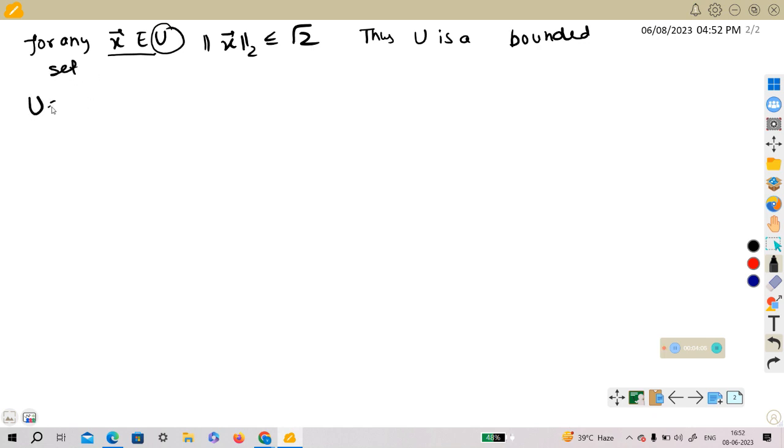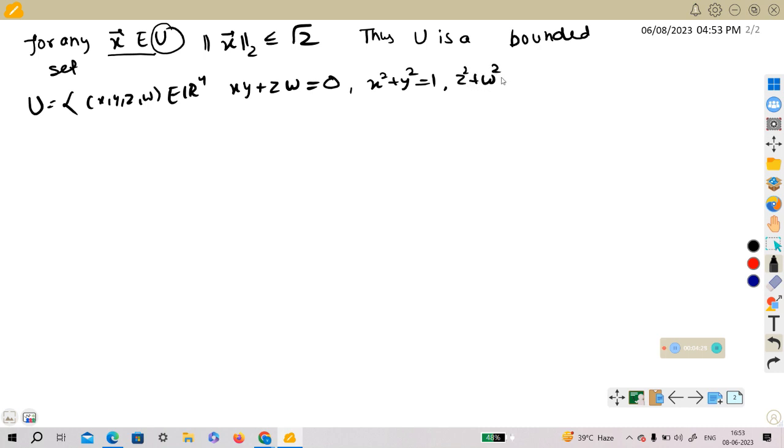Well, let me write U again. It was (x, y, z, w) belongs to R4 such that xy plus zw is equal to 0, x square plus y square is equal to 1, z square plus w square is equal to 1. Okay, we are interested to show now that U is a closed set. We need to show that U is a compact set. We have shown until now that U is a bounded set. And now to show the closed set.